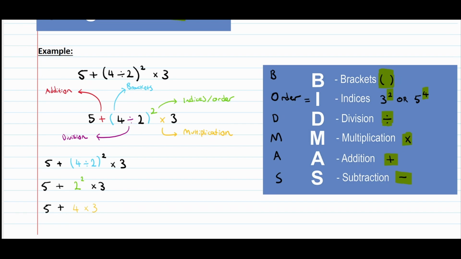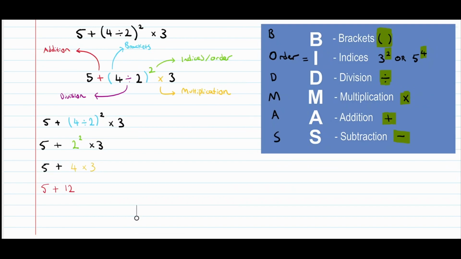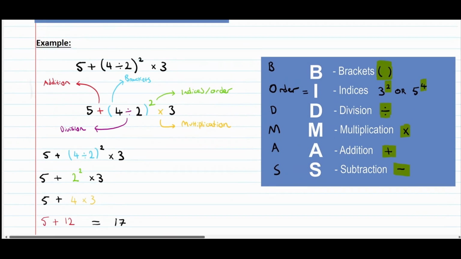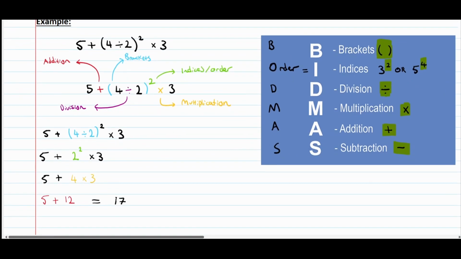So we have 5 plus 4 times 3. And 4 times 3 is 12. So 5 plus 12. And the only operation that is left anyway is addition, and that is the next thing, as we can see, after multiplication. So we have addition to deal with. And 5 plus 12 is simply 17. So this little problem we have here at the top is essentially 17.